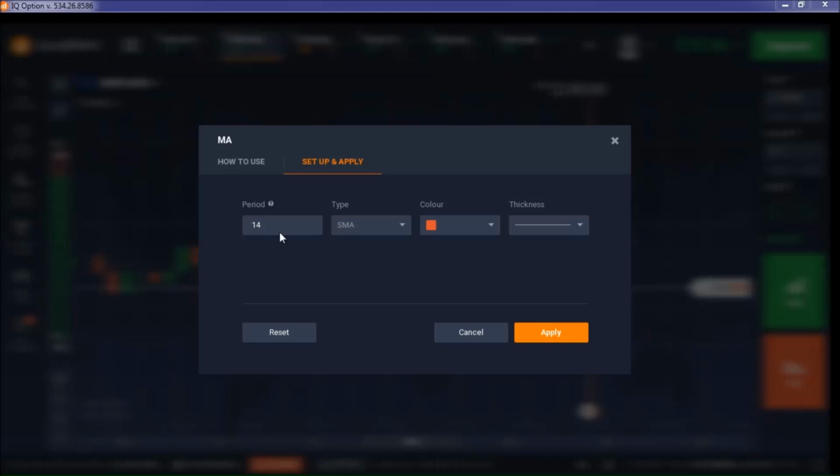Great. So we're going to start with the first moving average. We're going to use 3 for this strategy. The first one is going to be a period of 6, SMA, no MA, it's SMA. And we're going to choose the color blue. And apply.